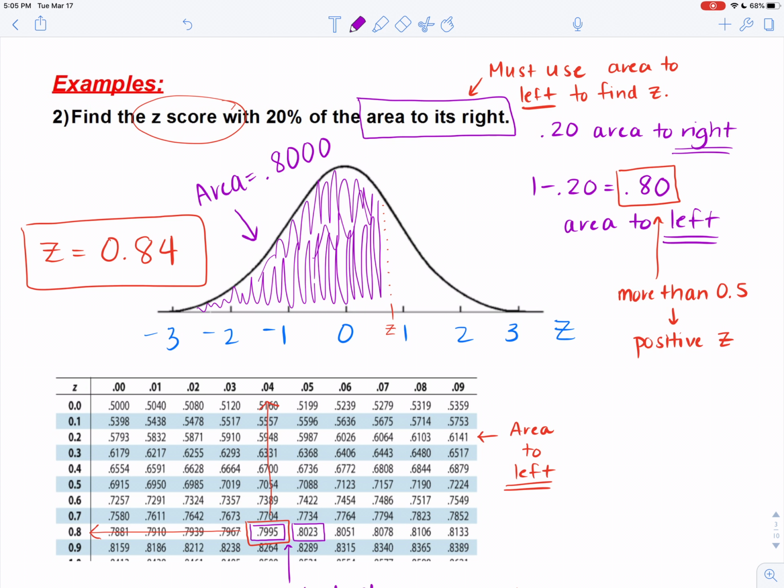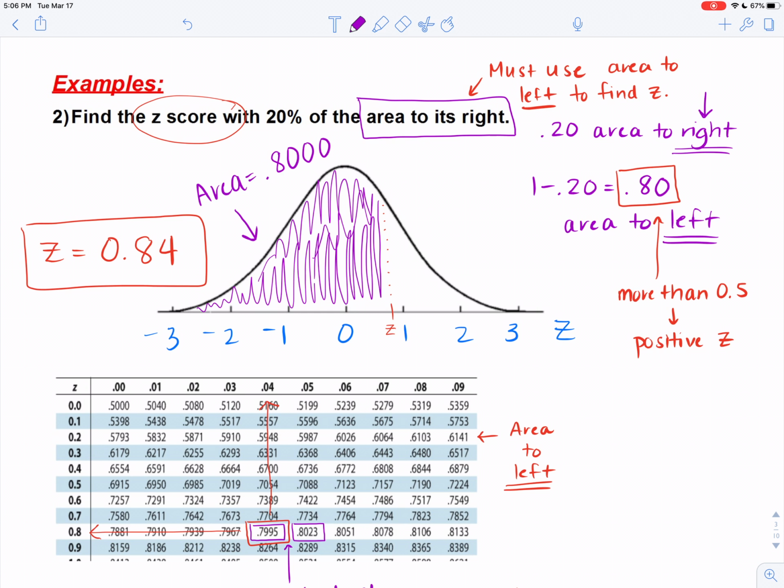And that's exactly what you're seeing happen in the second example. So, when I ran through the problem, again, I noticed I was looking for a z-score, right? Therefore, that's what my answer is going to look like. But I was given an area of 20% to the right of my z-score. So as soon as I see that, I want to remind myself if I'm going to go to my table, I must have an area to the left.